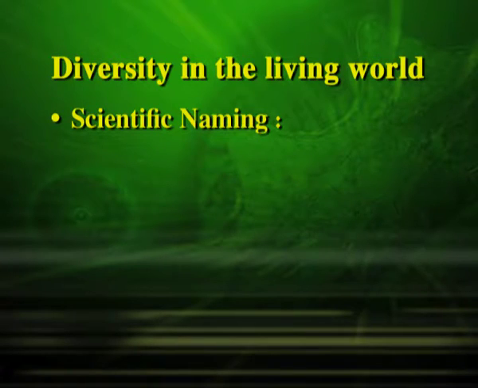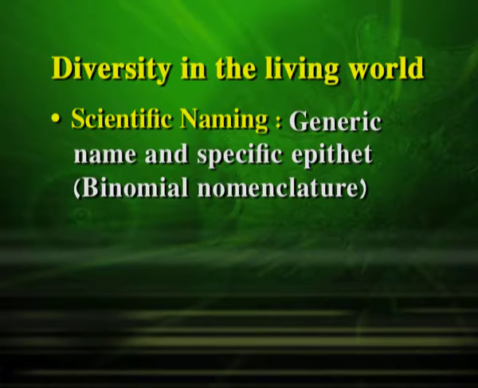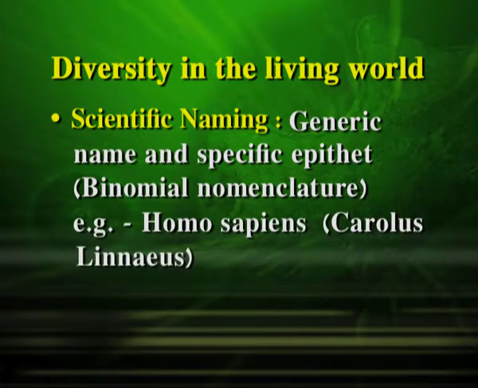All living organisms, for our convenience, have a scientific name which is widely accepted all over the world, known as scientific naming. It was first proposed by Linnaeus as binomial nomenclature. That is, a scientific name has two components, the generic name and the specific epithet. For example, the scientific name of human beings is Homo sapiens. Homo stands for genus and sapiens for species.